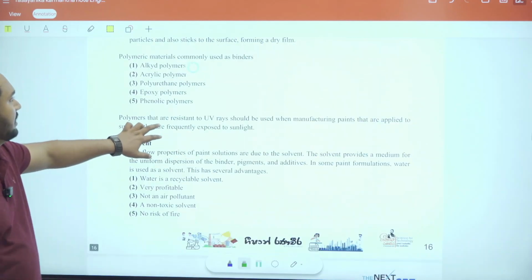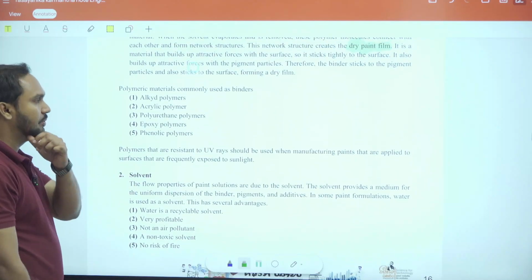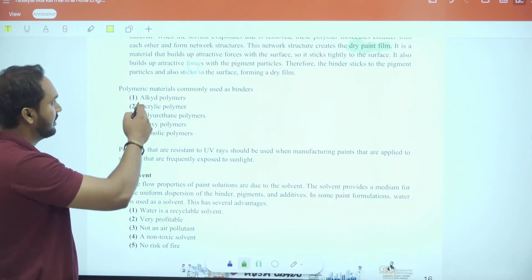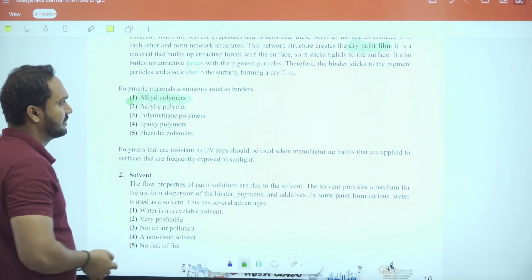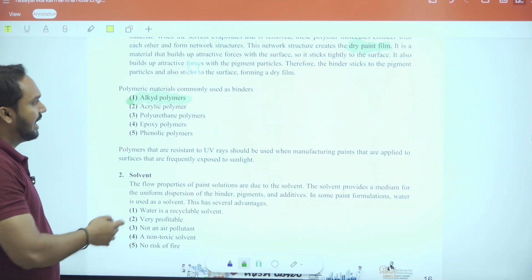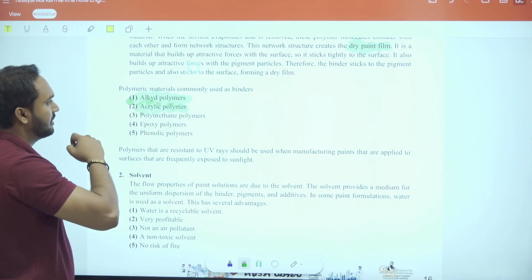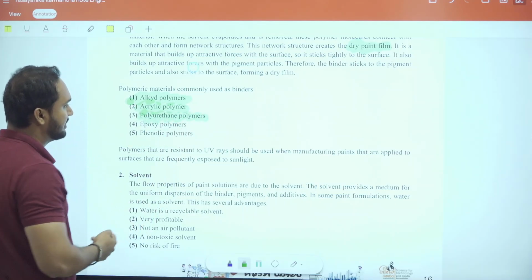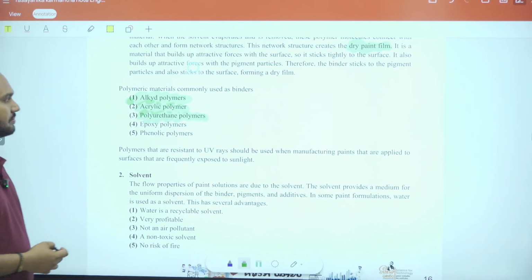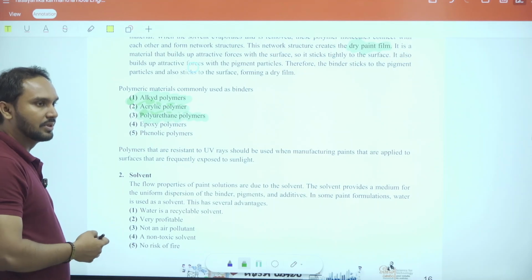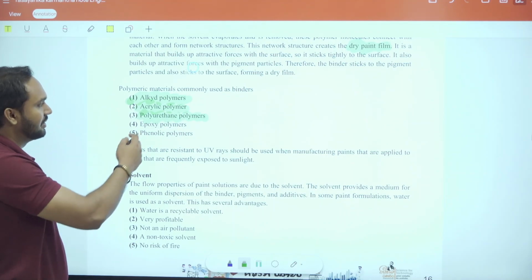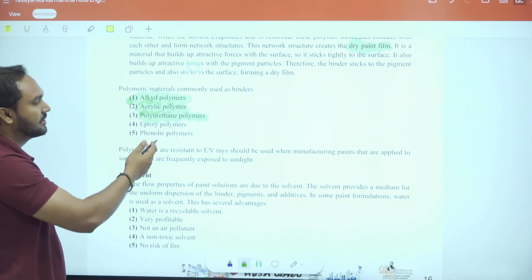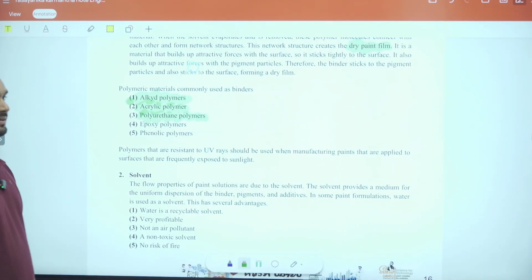Right. The polymer materials commonly used in binders. So these are the polymers. You have to remember these ones. At least 2 or 3 you have to remember. Alkyd polymers, right? Then the acrylic polymers. Sounds like same. Alkyd, acrylic. The other thing is polyurethane polymers. Polyurethane, similar to polythene. Now the epoxy polymers, I think you have never heard of it.